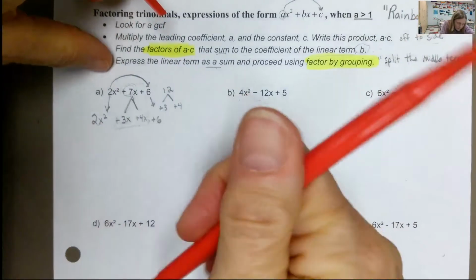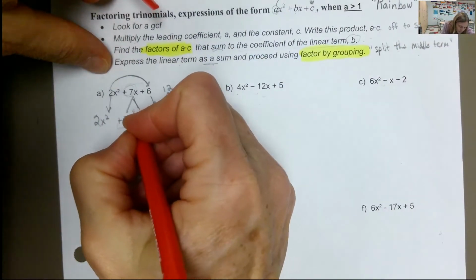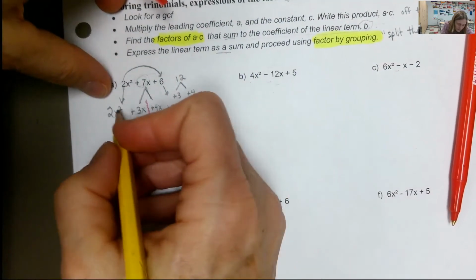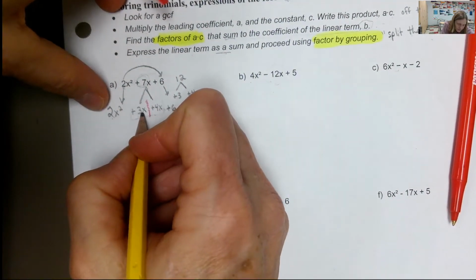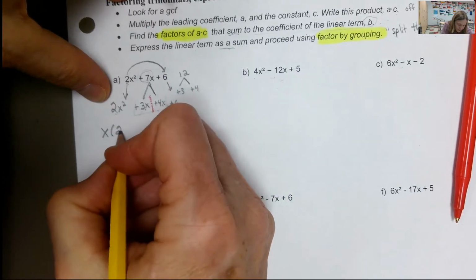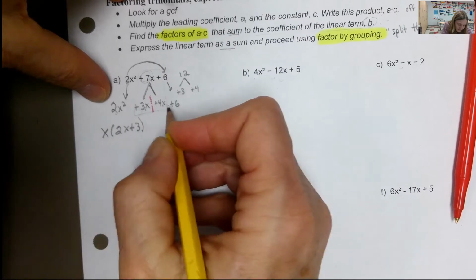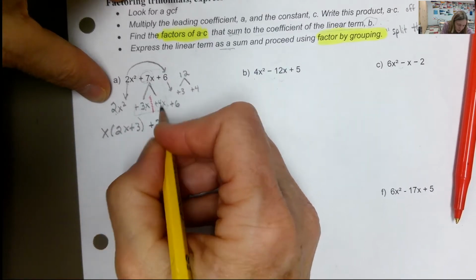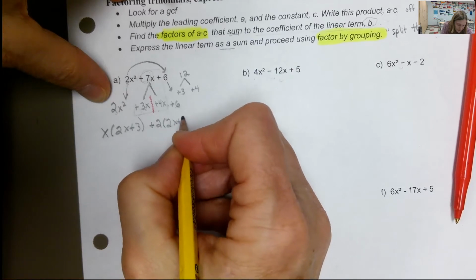Factor by grouping says we're going to draw that little squiggly down the line, down the middle. We're going to find the greatest common factor on the left, which is x, and we're left with 2x plus 3. The greatest common factor on the right is a positive 2, and we're left with 2x plus 3.